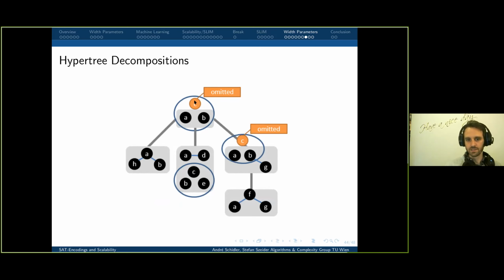And now these omitted vertices are not allowed in the ancestors. So here we have C as an omitted vertex which occurs here. This is a violation. So this is not a valid hypertree decomposition. Here we have C as an omitted vertex, which does not occur here. So this would be okay, but this is a problem. And this is called the special condition. The special condition is necessary because it makes the problem of checking if the hypertree width is smaller than some k tractable. For generalized hypertree width, this is intractable. For hypertree width, this becomes tractable.